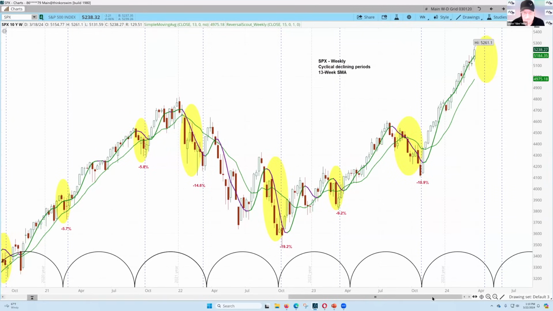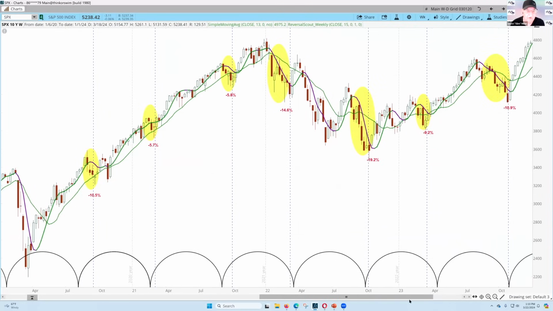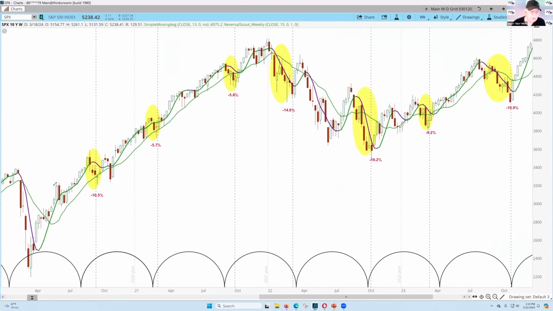If I go back to this period way back over here, looking back in 2020, 2021, after the pandemic, you can see that these long periods of advance only brought minor declines or minor pullbacks. This was about a month. This was a couple of weeks. This was about a month in these strong upward trends. This was 10.5%, 5.7%, 5.8% declines. These are very modest corrections.